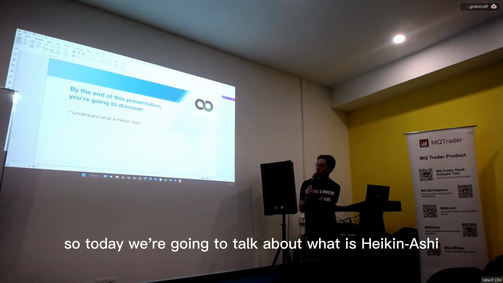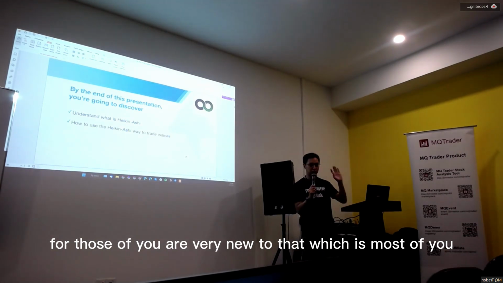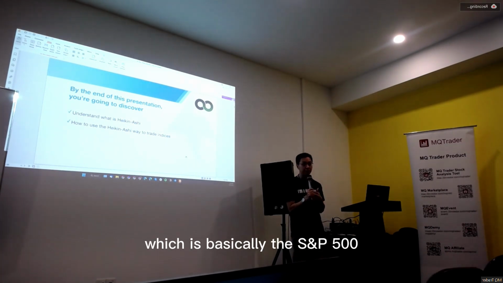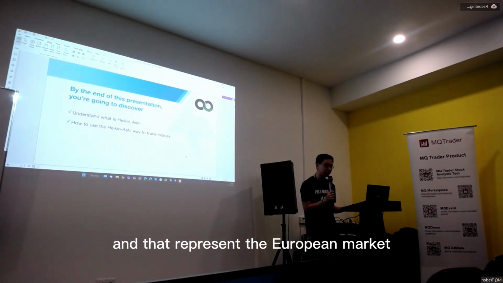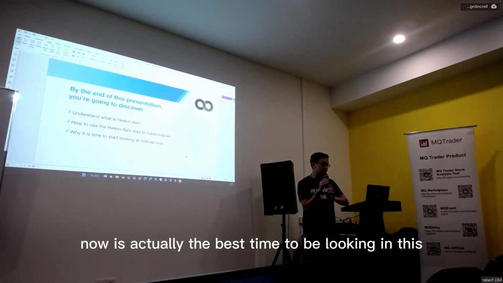Okay, so today we're going to talk about what Heikin-Ashi is. For those of you who are very new to that, which is most of you, we're going to talk about how you can use this to trade the indices, which is basically the S&P 500, the US market, and then the German DAX, which represents the European market. And I'm going to highlight why now is actually the best time to be looking at indices.